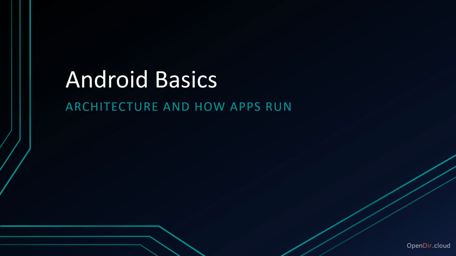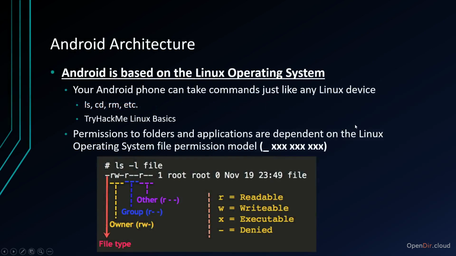Okay, let's talk now about the Android security architecture and how we actually have applications run on Android phones securely. One thing to keep in mind about Android is that everything is based on the Linux operating system. This means that if we have a command line interface into our Android phone, it can take commands just like any Linux device.